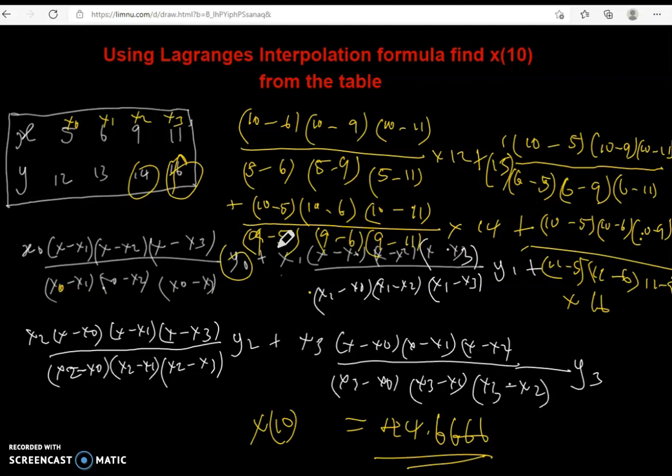In the next video, we will continue with the Newton interpolation method, and we will use dissections and other numerical methods for computation.